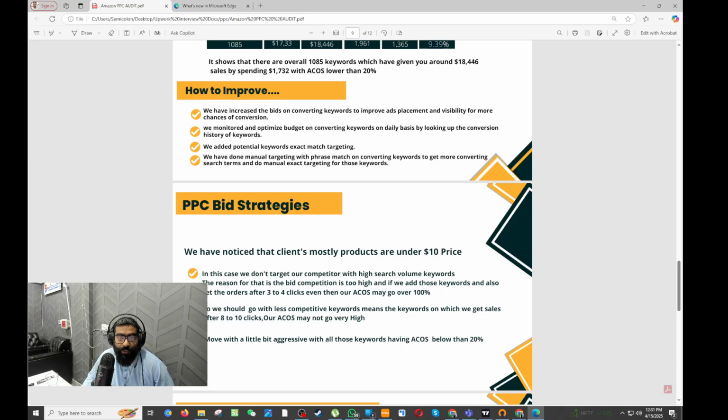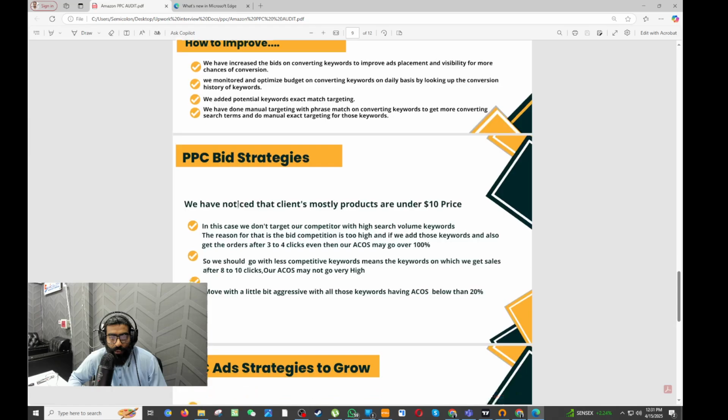We have increased the bids on converting keywords to improve ad placement and visibility for more chances of conversion. And we monitored and optimized budget on converting keywords on a daily basis by looking at the conversion history of keywords. We added potential keywords with exact match targeting. We have done manual targeting with phrase match on converting keywords to get more converting search terms, and do manual exact targeting for those keywords.